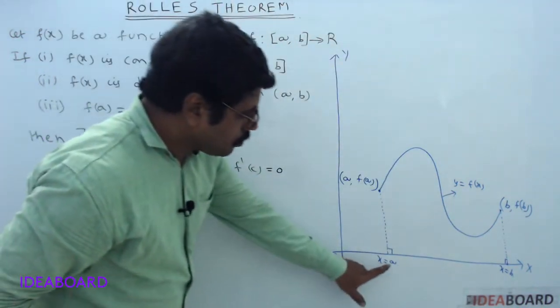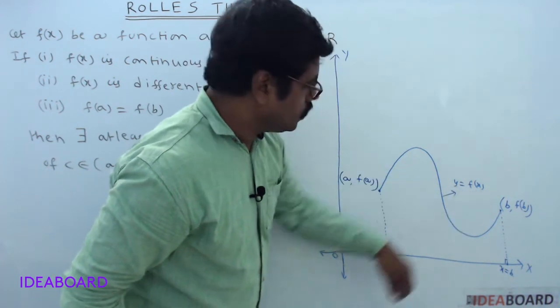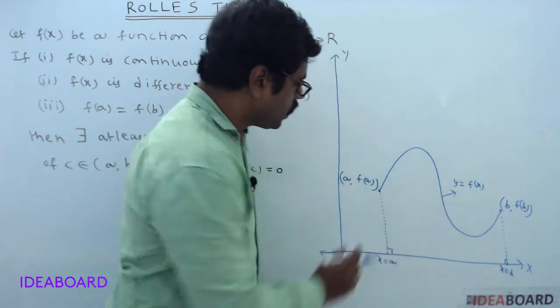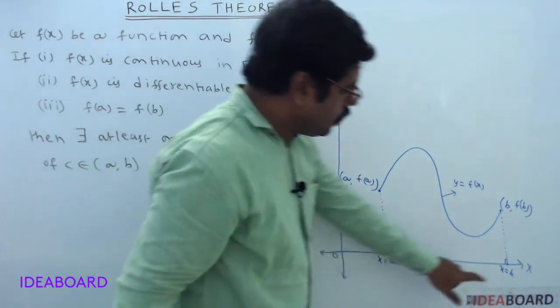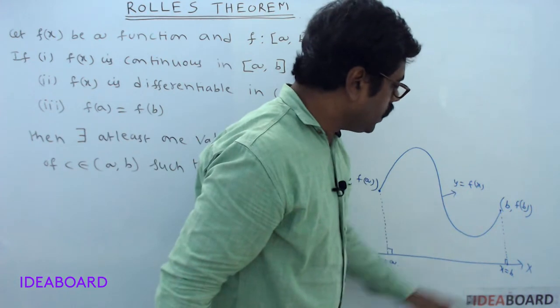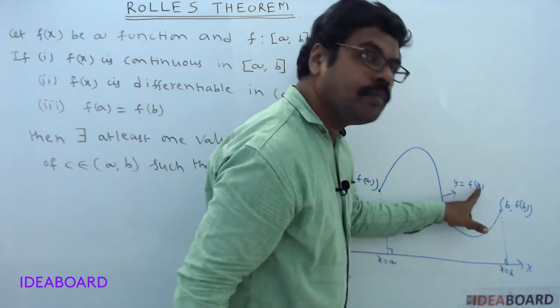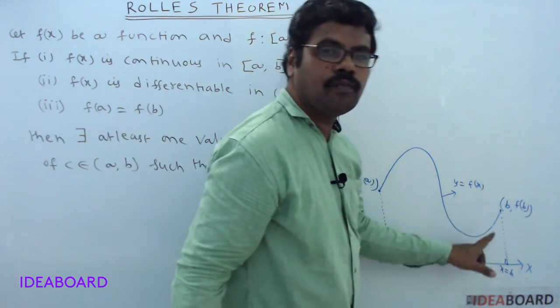Understood? By substituting x equals a in y equals f of x, we get y equals f of a, so this point's coordinates are a comma f of a. By substituting x equals b in this curve, we get y equals f of b, so this point's coordinates are b comma f of b.